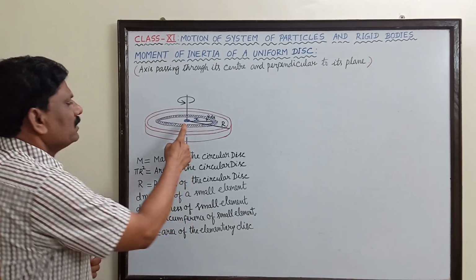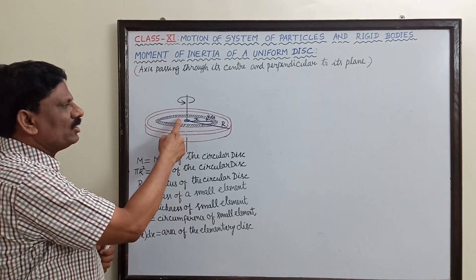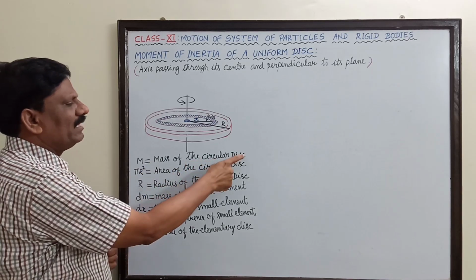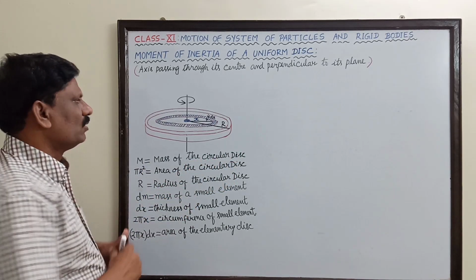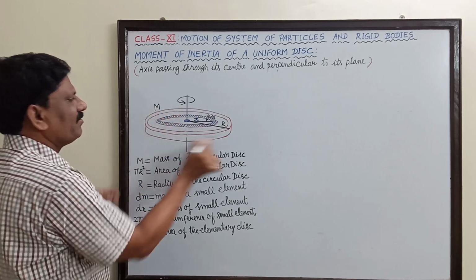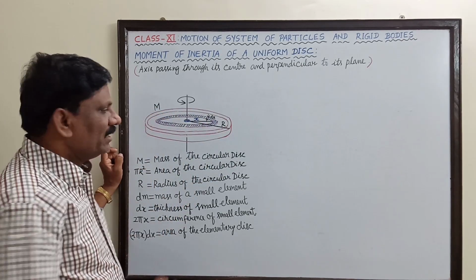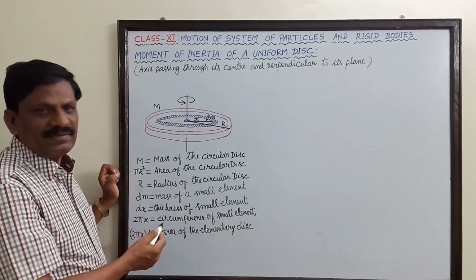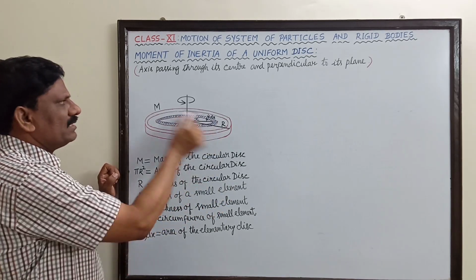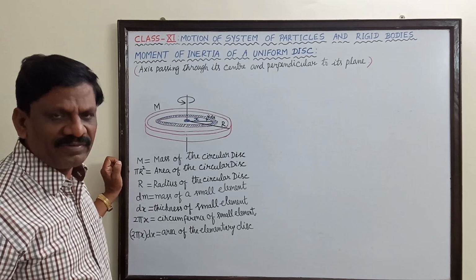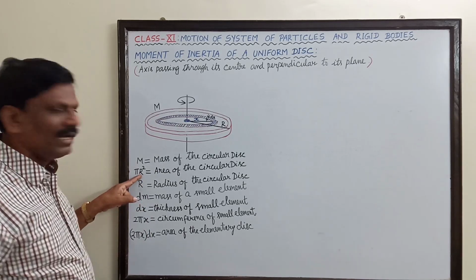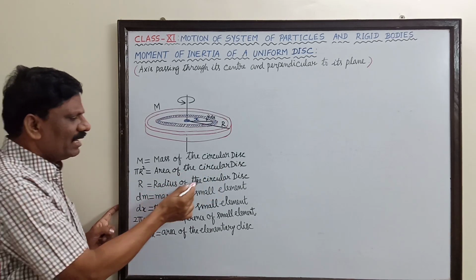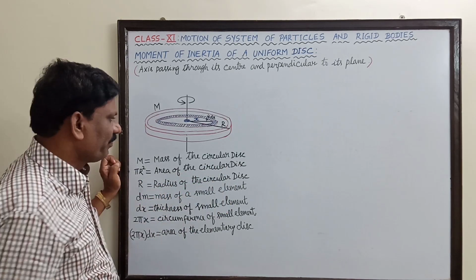Now this is the axis of rotation passing through the center. Here capital M is the mass of the total circular disk, and capital R is its radius. Since it is circular, what is the area of this circular disk? It must be equal to pi r square, where r is the radius of the circular disk.